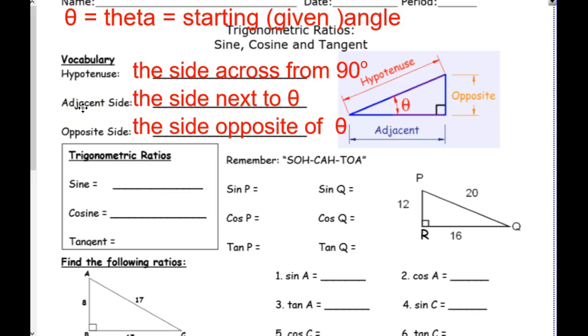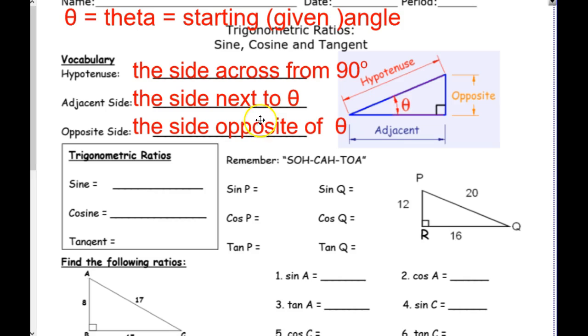Adjacent. Do y'all remember that word from earlier in this school year? What does adjacent mean? Next to something, like my next door neighbor is adjacent. So it makes sense that if here's my theta, adjacent is the side right next to it. And opposite means opposite, across. Those are your three sides. Has everyone written these three definitions down? Thumbs up, thumbs down.